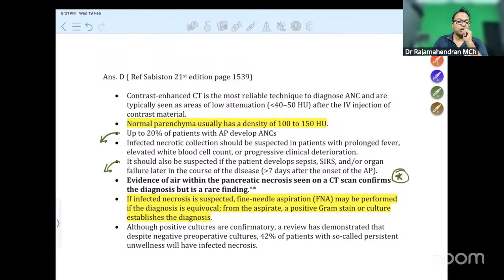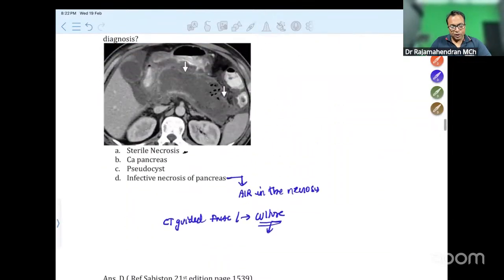If infective necrosis is suspected, you should take an FNAC, and the FNAC should be sent for culture. Although positive cultures are confirmatory, a review has demonstrated that among those with negative preoperative culture, 42% had persistent unwellness and were found to have infected necrosis. Even if the aspirate is negative, 42% may be having infective necrosis. Please remember this pancreatic necrosis concept.